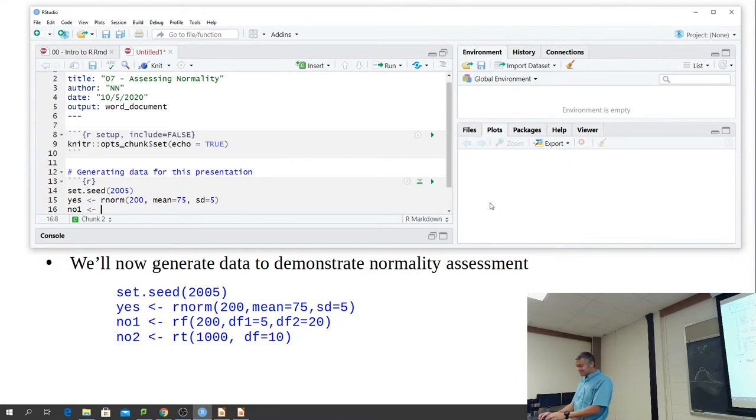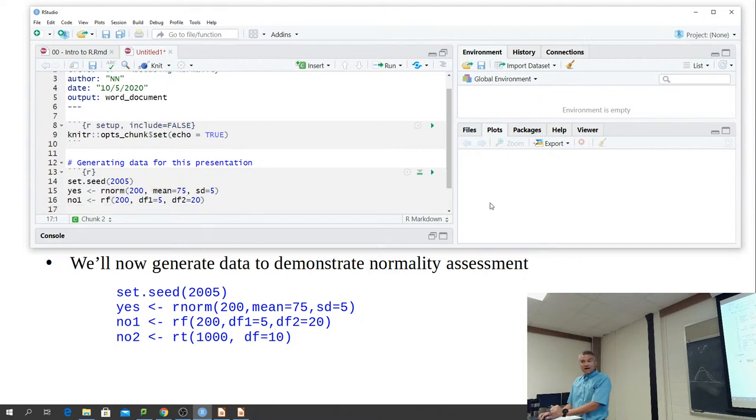Anybody? So we all get the same numbers. Exactly. That way, all the figures that we produce during this presentation, you're going to have the same figures in your R Markdown document. All right?